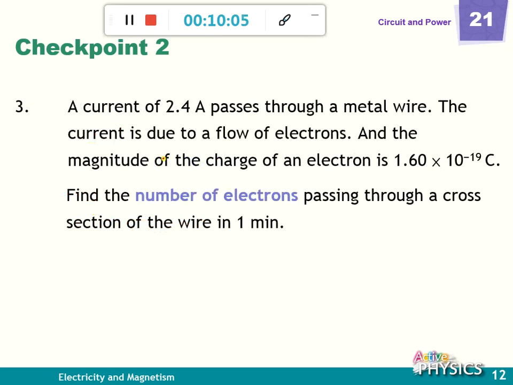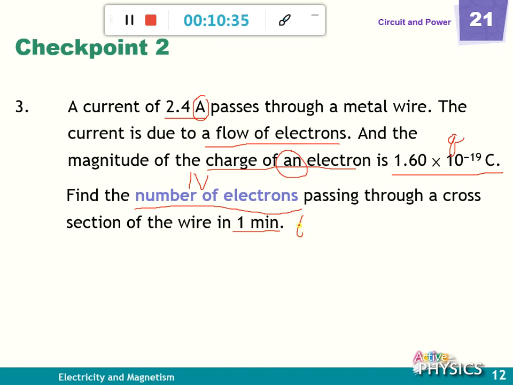Question number 3. The question gives us the current 2.48. Focus on the unit, then you should know what it is. Also here we have the flow of electrons, and the magnitude of the charge of an electron, which is lowercase q. Then we want to find out the number of electrons, n, that pass through within 1 minute, which means time.